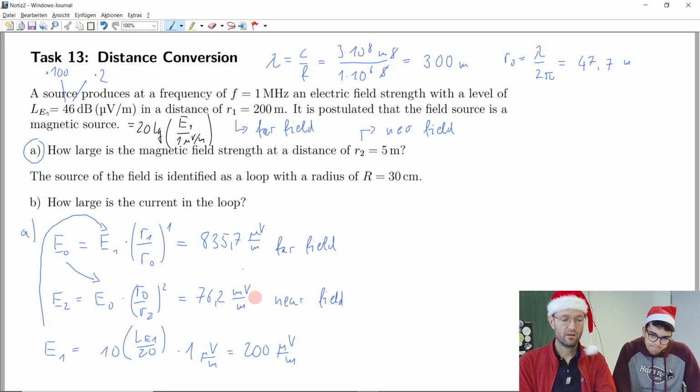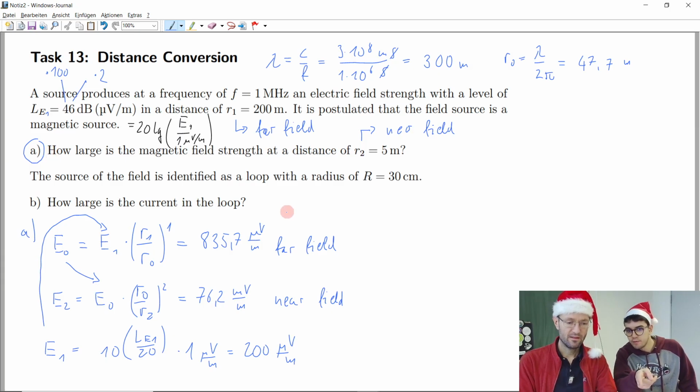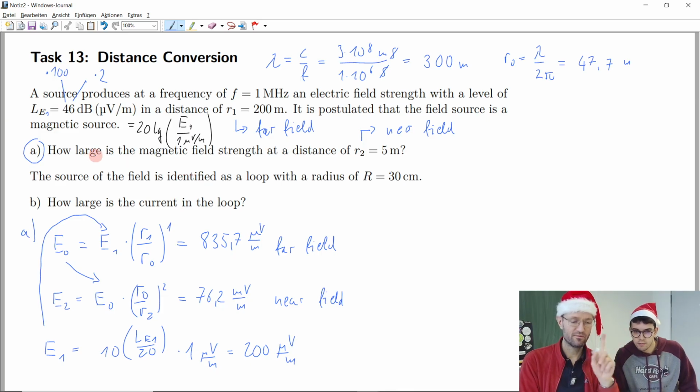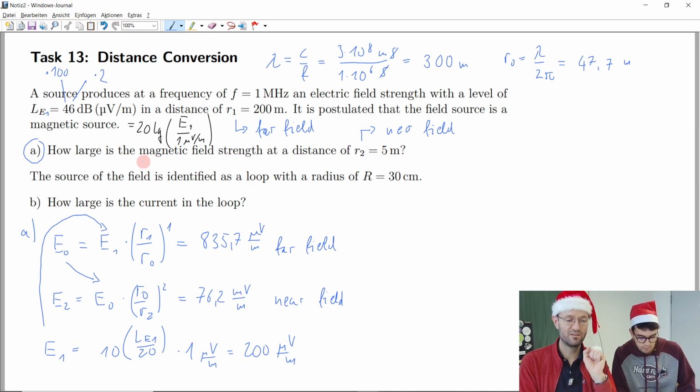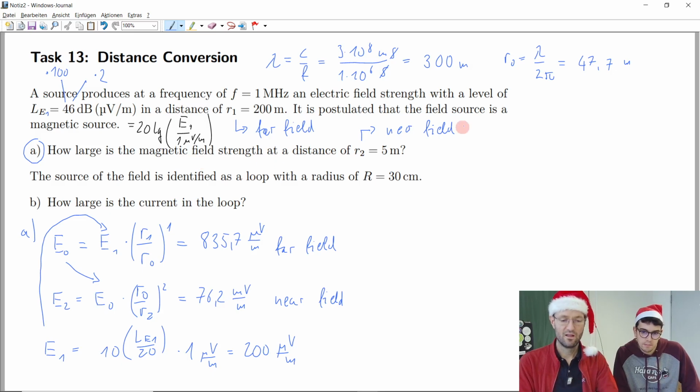Okay, subtask A is done. Which questions do you have so far? It's magnetic field. And it's not yet done because, very good point, the task asks not for the electric field but for the magnetic field strength. So the next step that we still need is to convert our electric field strength that we have just calculated into the magnetic field strength.